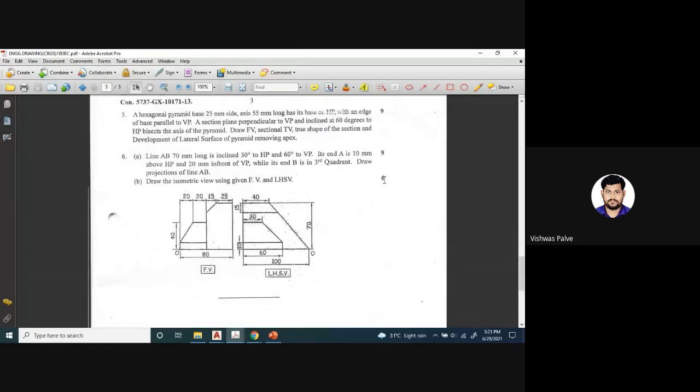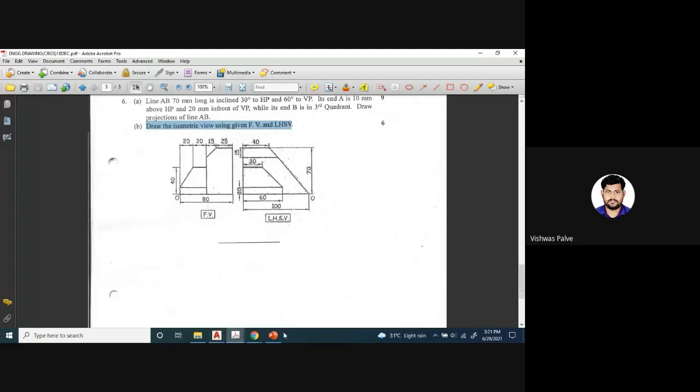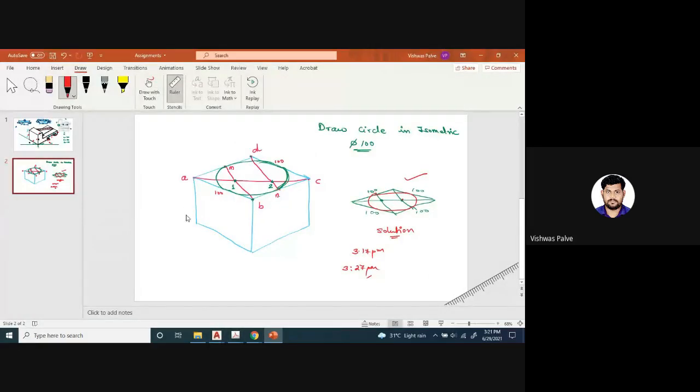This again is a 6 marks question. Draw an isometric view of the given front view and left hand side view. These 2 views are given. You have to draw an isometric view. Okay, this isometric circle.